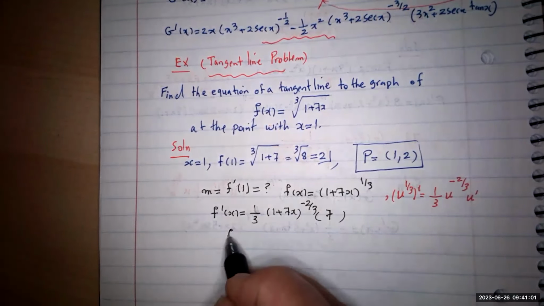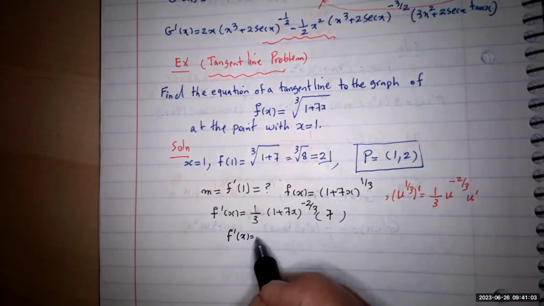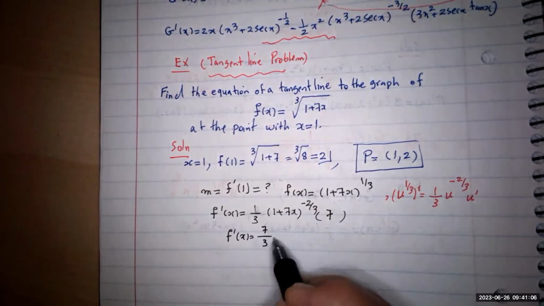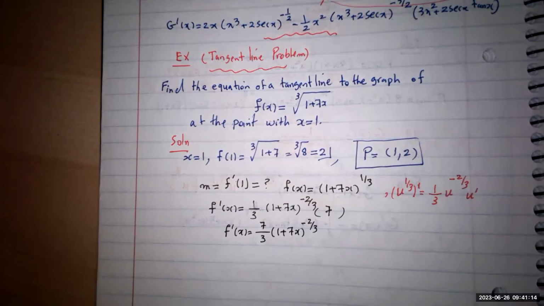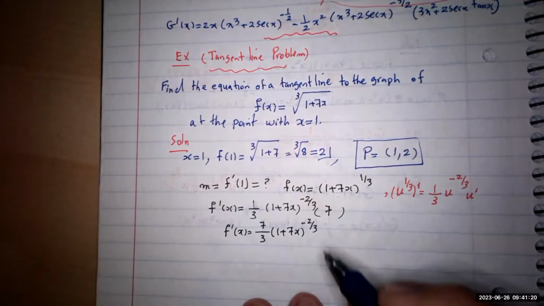So f prime of x is going to be 7/3 times 1 plus 7x to the negative 1/3. This is going to be your f prime. Any question? But remember, you need f prime of 1. So find f prime of 1.